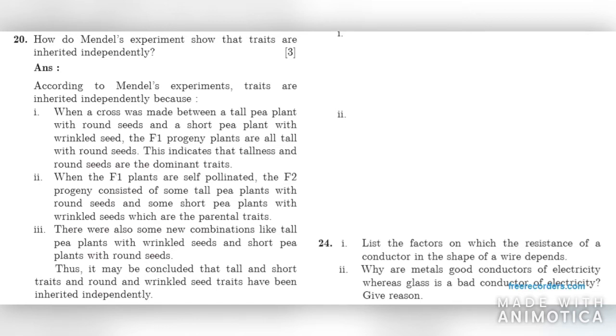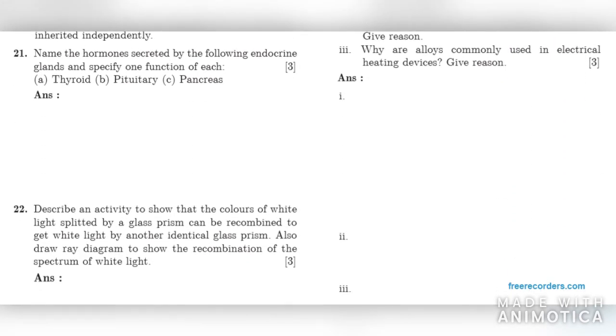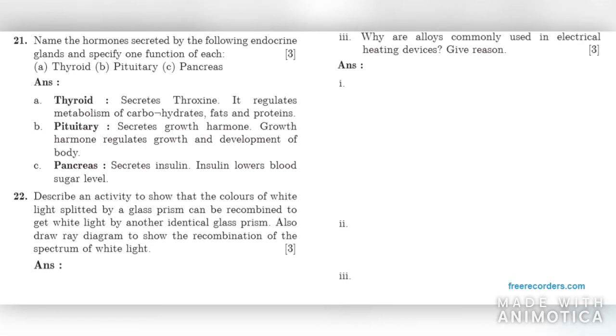Now moving on to question number 21. Here we have to name the hormones secreted by the following endocrine glands and specify one function of each. The first one, thyroid. The thyroid secretes thyroxine, and it regulates metabolism of carbohydrates, fats and proteins. Then the pituitary gland secretes growth hormone. Growth hormone regulates growth and development of the body. And then the third one, pancreas. The pancreas secretes insulin, and insulin lowers blood sugar level. That's what you need to write in the 21st question.